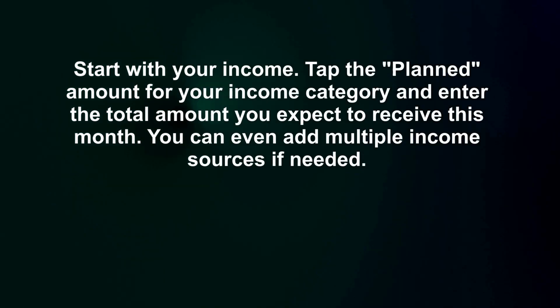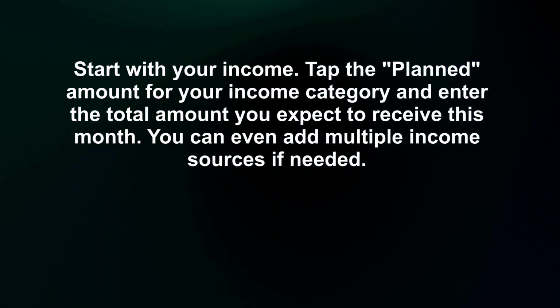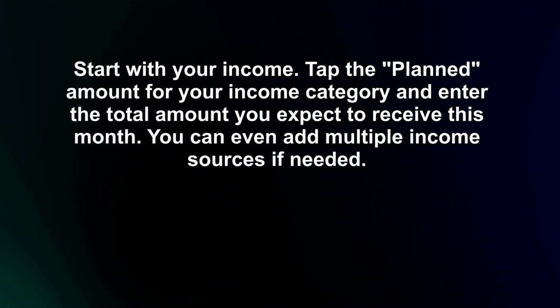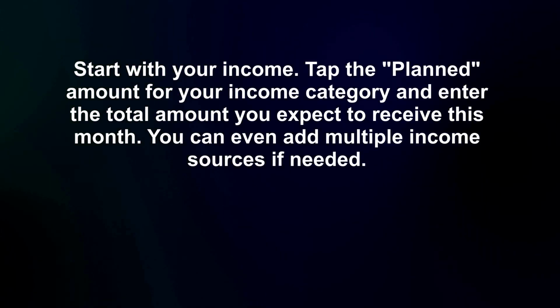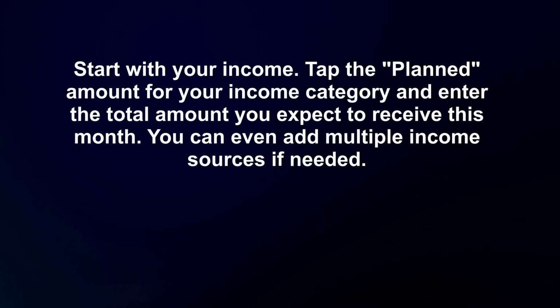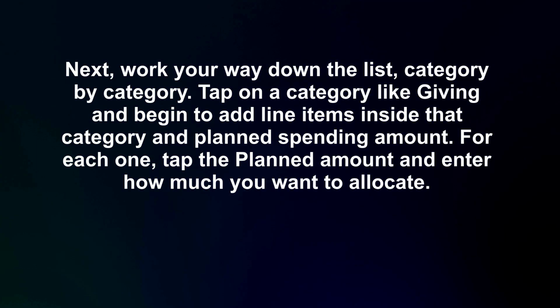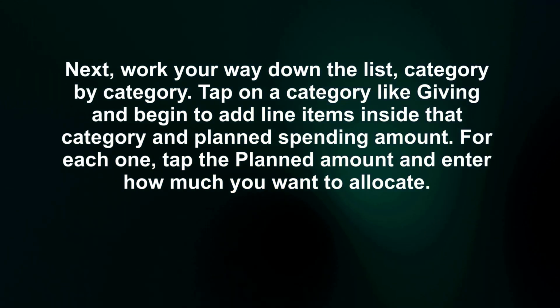Start with your income. Tap the planned amount for your income category and enter the total amount you expect to receive this month. You can even add multiple income sources if needed. Next, work your way down the list, category by category.